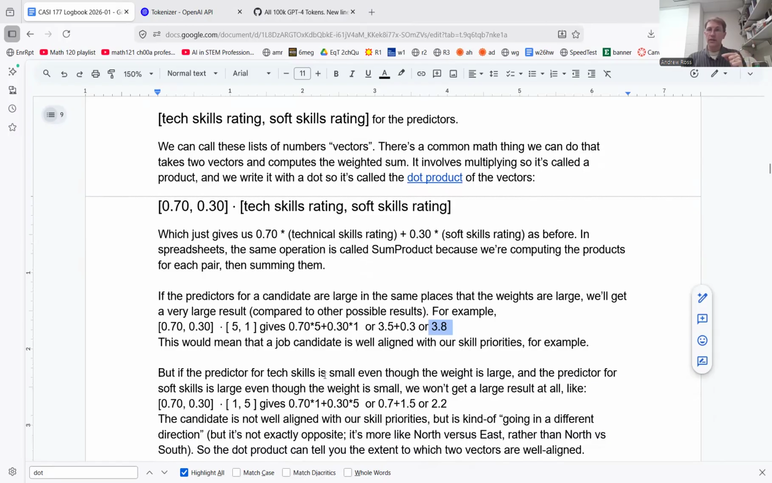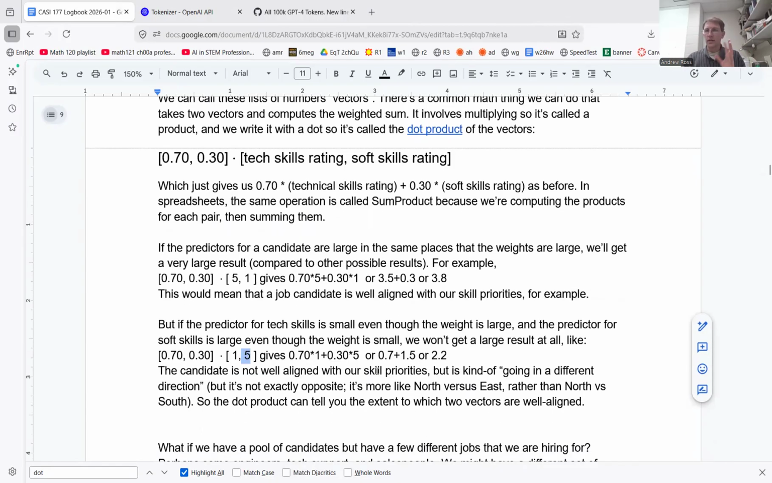But if the predictor for tech skills for a candidate is small, even though the weight is large on tech skills, and the predictor for soft skills is large, even though the weight is small, then we won't get a large result at all. So if we had a candidate with a score of 1 for tech skills and 5 for soft skills, we would get 0.7 times 1 plus 0.3 times 5, which gives us 0.7 plus 1.5 or 2.2, not very large. So this candidate is not well aligned with our skill priorities, but it's kind of going in a different direction, but not exactly opposite. It's more like north versus east rather than north versus south. So the dot product can tell you the extent to which two vectors are well aligned.